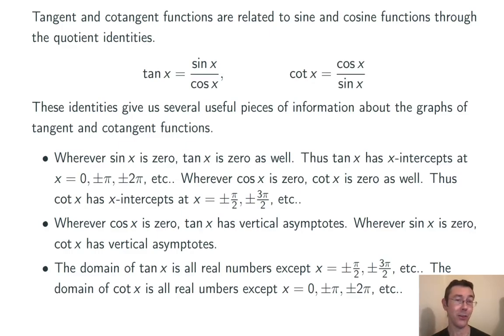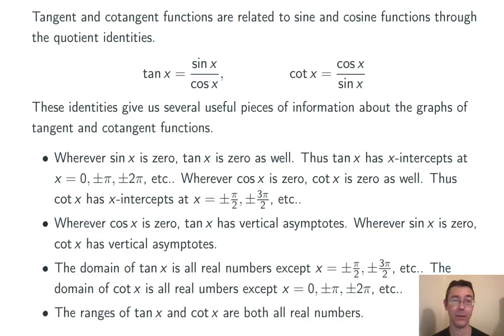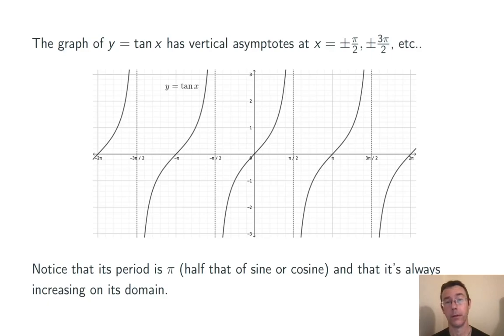The domain of tangent is all the real numbers that don't make cosine of x equal to 0, so all real numbers except pi over 2, 3 pi over 2, negative pi over 2, negative 3 pi over 2, and so on. And the domain of cotangent of x is going to be all the real numbers that don't make sine of x equal to 0. So all real numbers except 0, pi, 2 pi, negative 2 pi, and so on. Finally, and slightly less obviously, the ranges of tangent of x and cotangent of x are both going to be all real numbers.